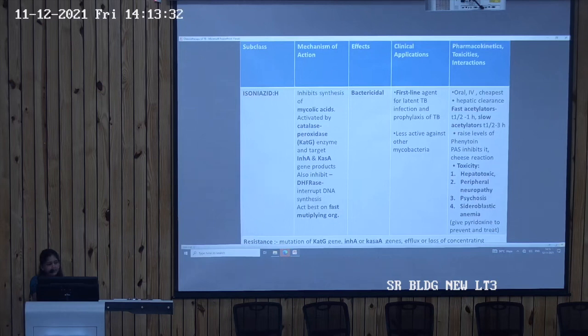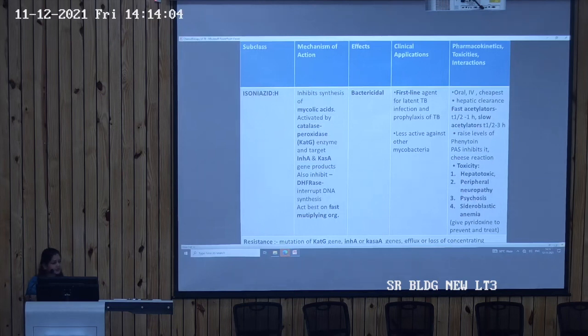It works best on fast multiplying bacteria. The rapidly multiplying ones, they act best on them. They act on both extracellular and intracellular bacilli. They are first line agents and can also be used alone for prophylaxis of TB. So isoniazid is considered a highly efficacious drug and can also be used for prophylaxis.